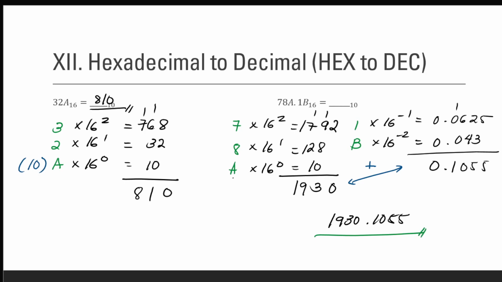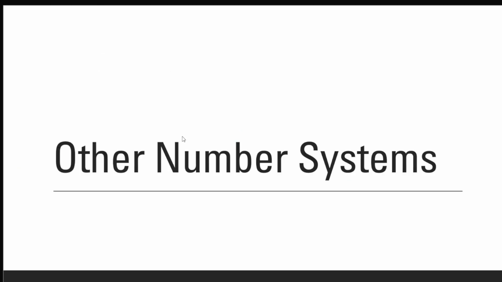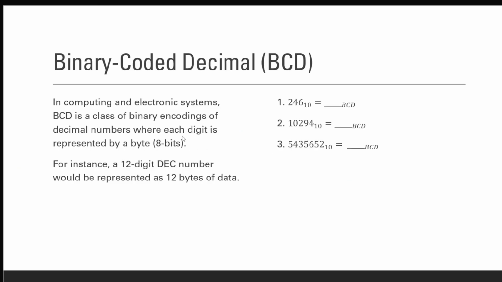So this is our answer for the conversion from hexadecimal to decimal number system. Okay, so last topic for this session. Let us discuss other number systems. We have first one, the binary coded decimal.